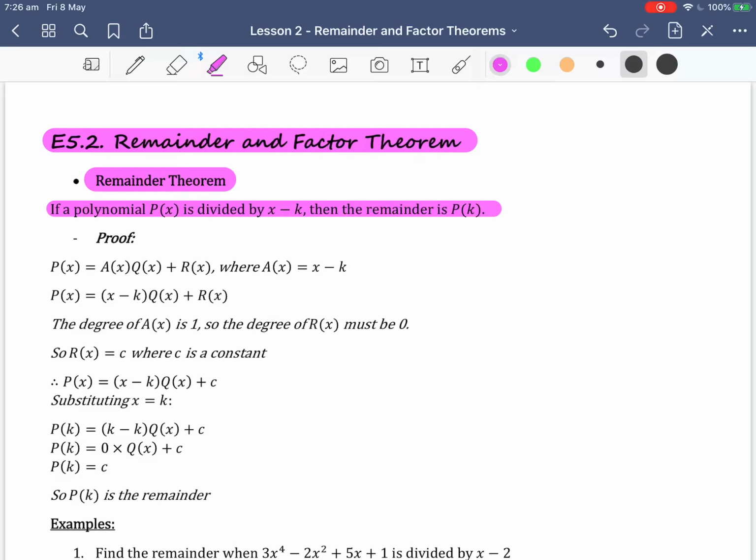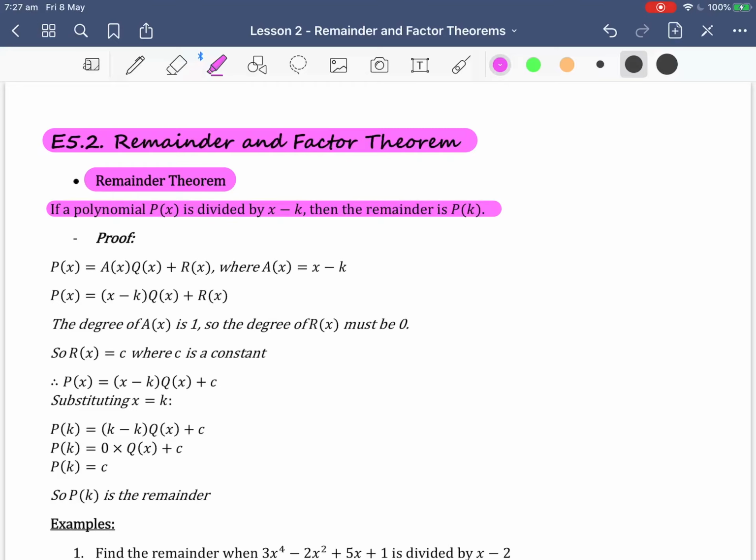P(x) equals A(x) Q(x) plus R(x), where our A(x) is what we're dividing by, which equals x minus k. So if we substitute this in, we'll have P(x) equals (x minus k) times Q(x) plus R(x). The degree of A(x) is 1, so the degree of R(x) must be 0, because the degree of our remainder must always be less than the degree of our divisor. So our R(x) equals c, where c is a constant.